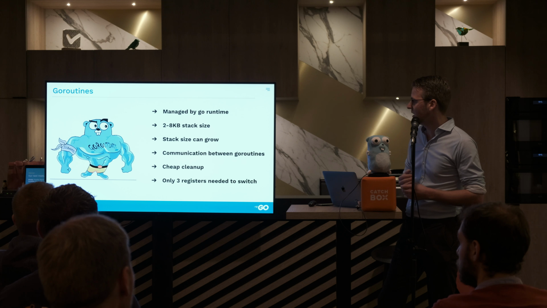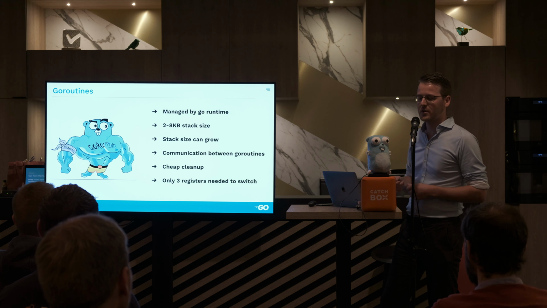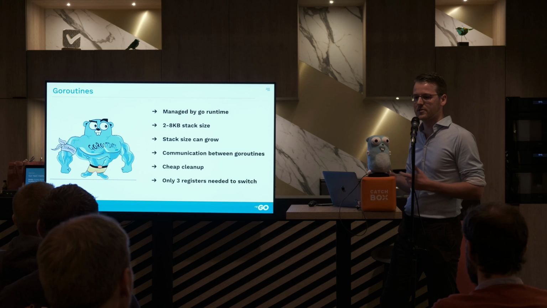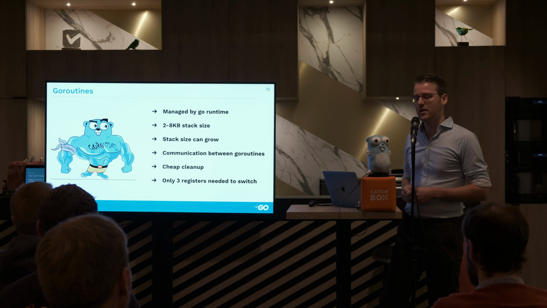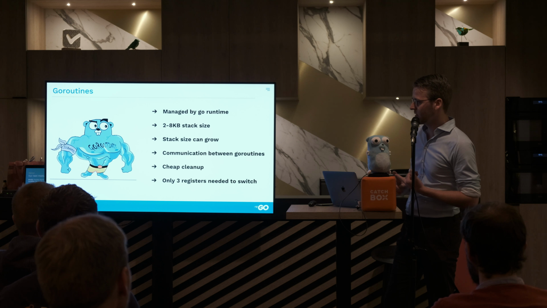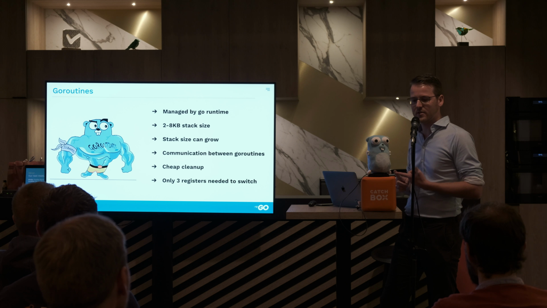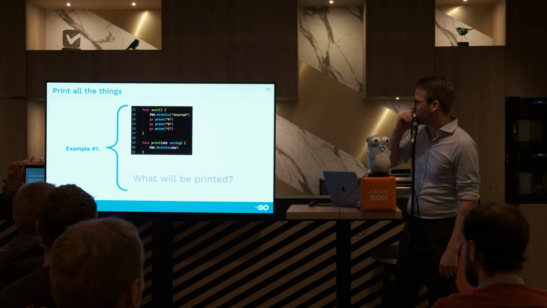It's also cheap to clean up, and it's also cheap to switch, because where threads need like 50 registers to change, we only need 3 registers for Goroutines to change. So that's a pretty big difference in allocating size of memory and allocating registers and how to switch them. So, how do we use them?